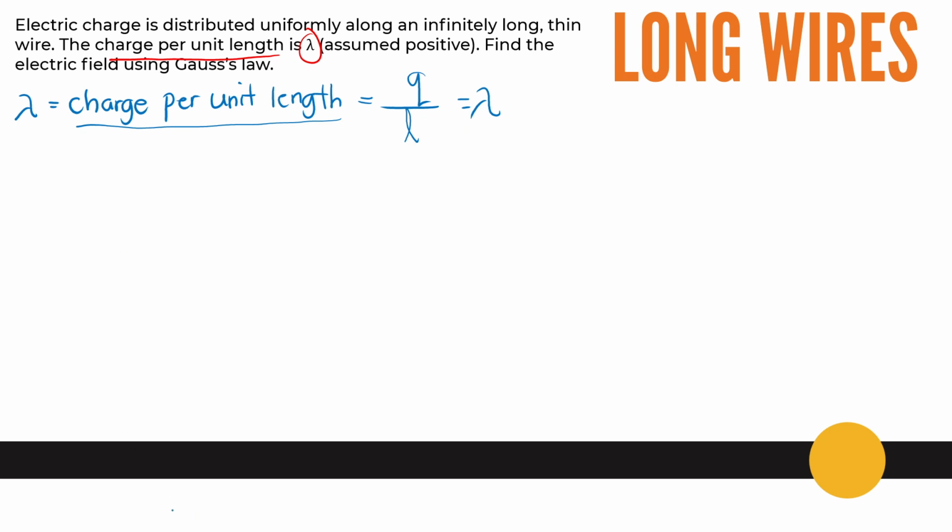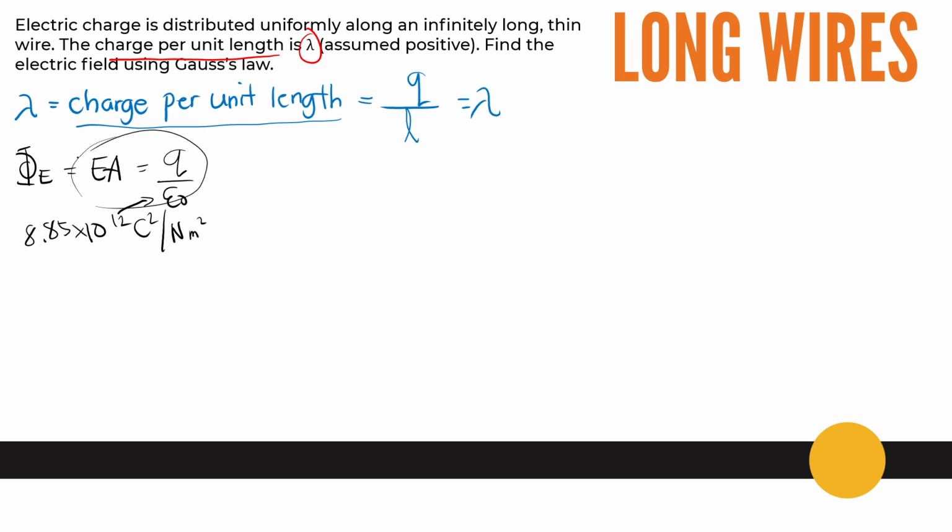Mahalaga po yan kasi pwede po natin siyang gamitin doon sa equation natin. Again, our electric flux is equal to my electric field times my area. Electric flux is also equal to Q enclosed, the net charge in an enclosed area, all over epsilon naught. Epsilon naught is the permittivity of free space, and meron po yung value: 8.85 times 10 raised to negative 12 coulomb squared per newton meter squared.